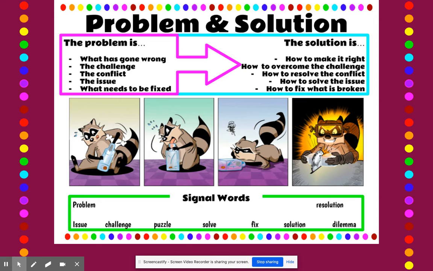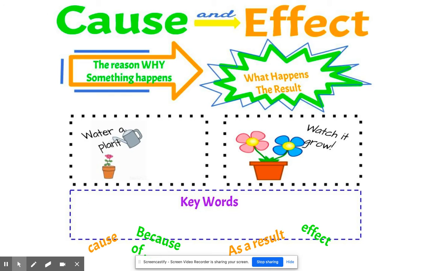I think I've said this before, but one thing I really want you to think about is if the author doesn't tell me how to fix it, if the author doesn't tell me how to solve the problem, it is not problem and solution. In problem and solution, the author will always present you with an issue, a challenge, a problem, and the author is always going to tell you a way to fix it, maybe make it better, maybe make it not as bad, but there's going to be a solution in there. So you're going to have to look for both of those things.